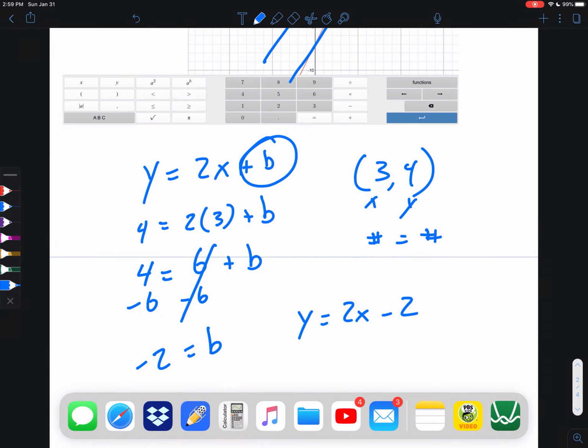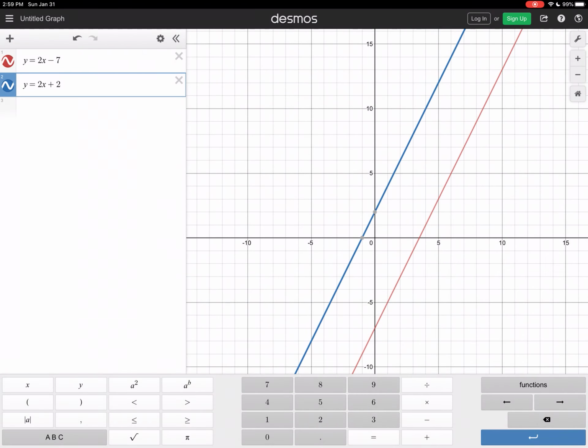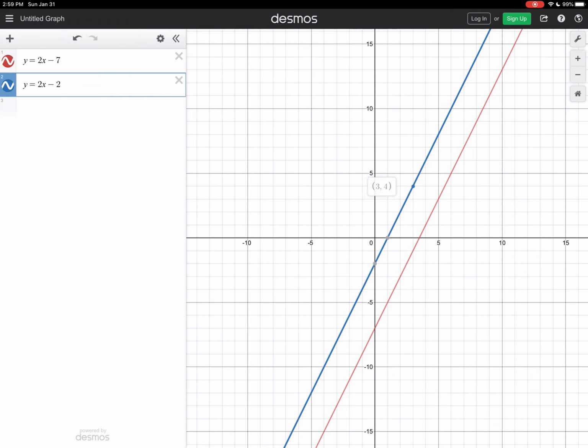So let's look in Desmos here and see if it's what we needed. -2. And we look right here, 3, 4. That's the point right there. Well, you get the idea. It's not snapping to grid, but yeah, we're right there on 3, 4.